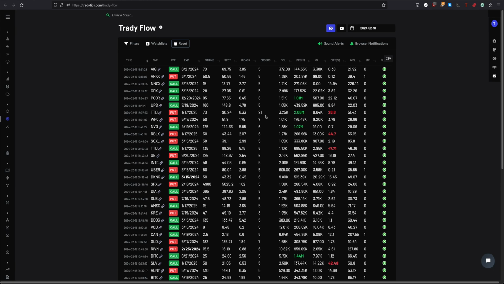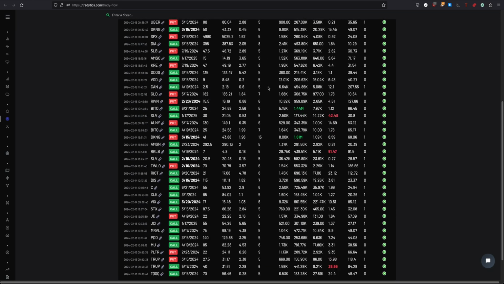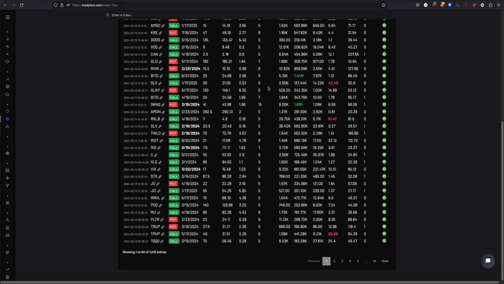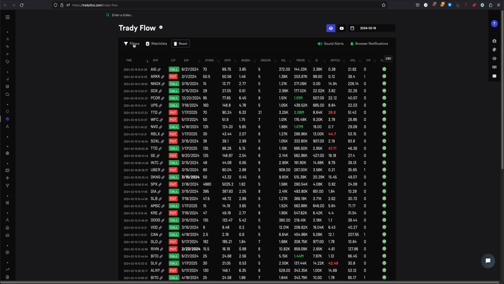25 plus orders ended up in the money at some point before expiry 80% of the time. Now, 25 plus orders does not happen often. You can see scanning through here, on this first page, we don't even have one, but filters. You can go back and look at your filters.